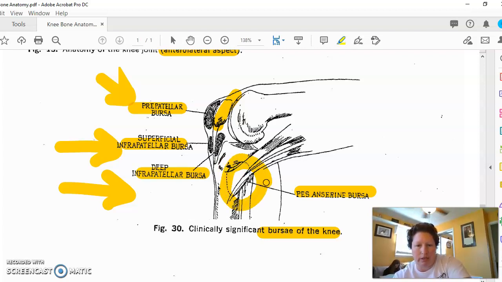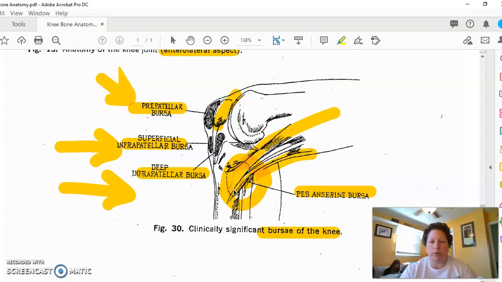And then the last one is the pes anserine bursa, which is right in this area. As you can see, it comes down right here. This is the hamstring, and this is the adductor muscle. Both of those come in and attach right under the medial tibial condyle. When the knee bends and straightens and the hamstring is really tight, it causes a lot of inflammation, which is why people with a hamstring strain sometimes have discomfort below the knee joint.